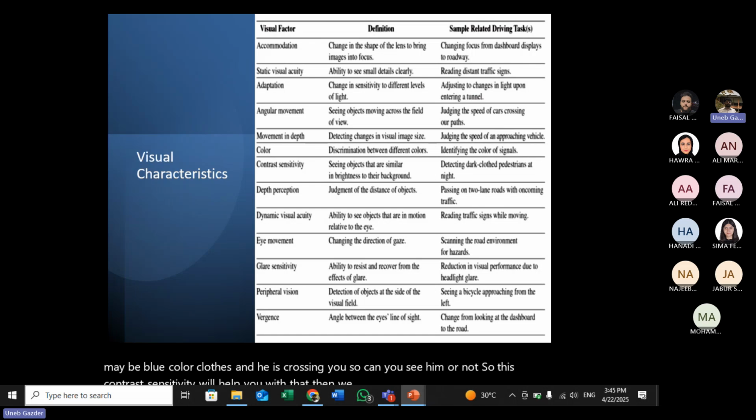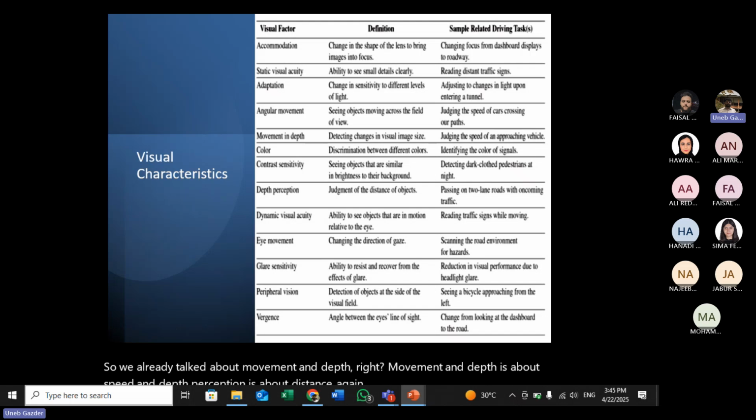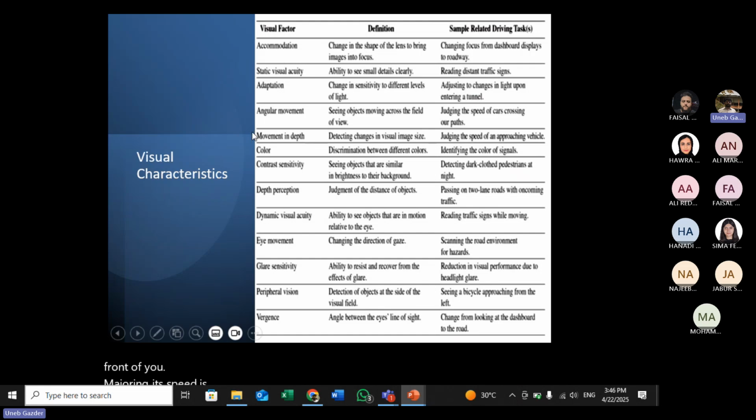Then we have depth perception. So we already talked about movement in depth, right? Movement in depth is about the speed, and depth perception is about distance. Again, the concept is the same. Something is in front of you. Having an idea about its speed is called movement in depth, and having an idea about the distance is called depth perception.